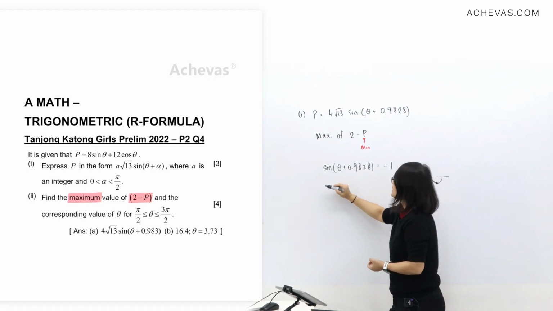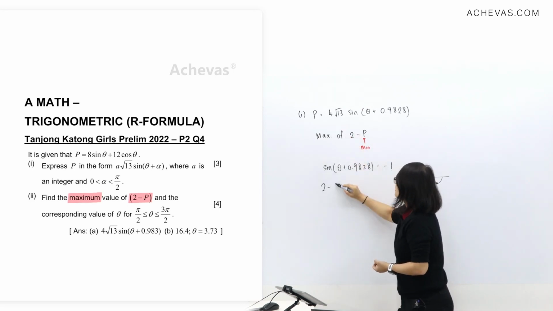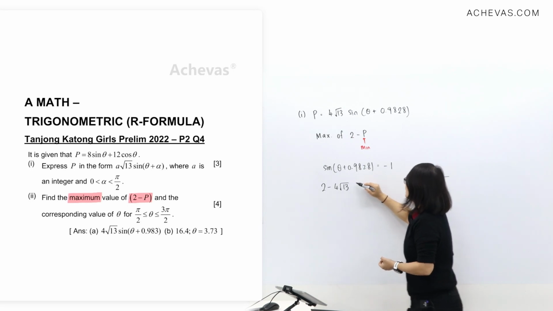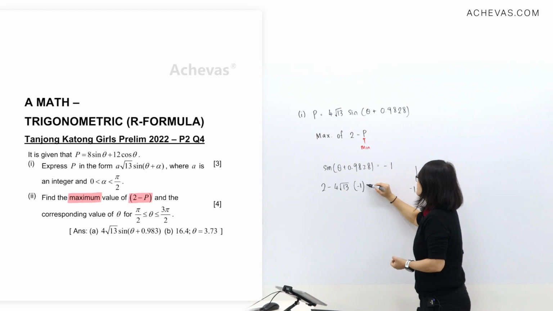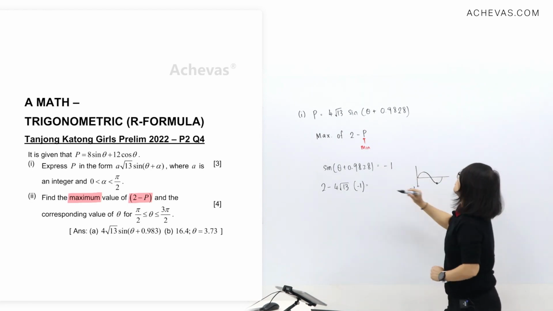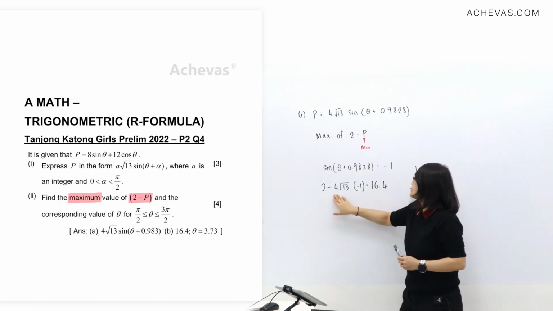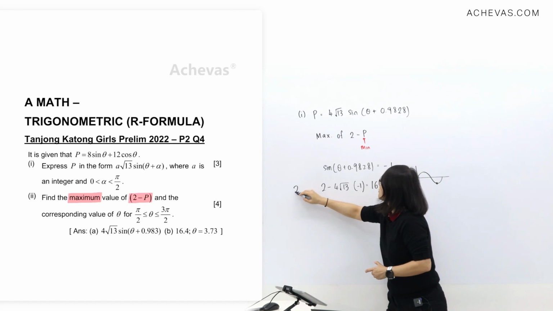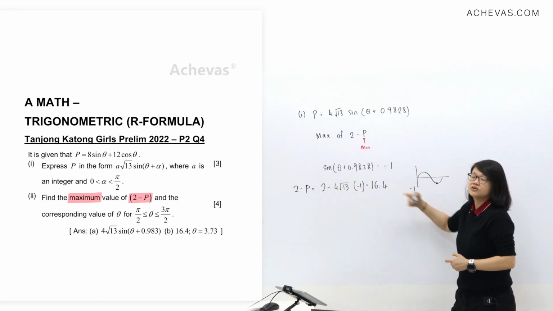So now let me calculate 2 minus P. So 2 minus P. So this P value, I'm going to insert 4 root 13. And the sine value over here, we're going to insert a -1. So this answer here will give me 16.4. So this is the maximum value. So you can write it down again in front. 2 minus P equals 16.4.